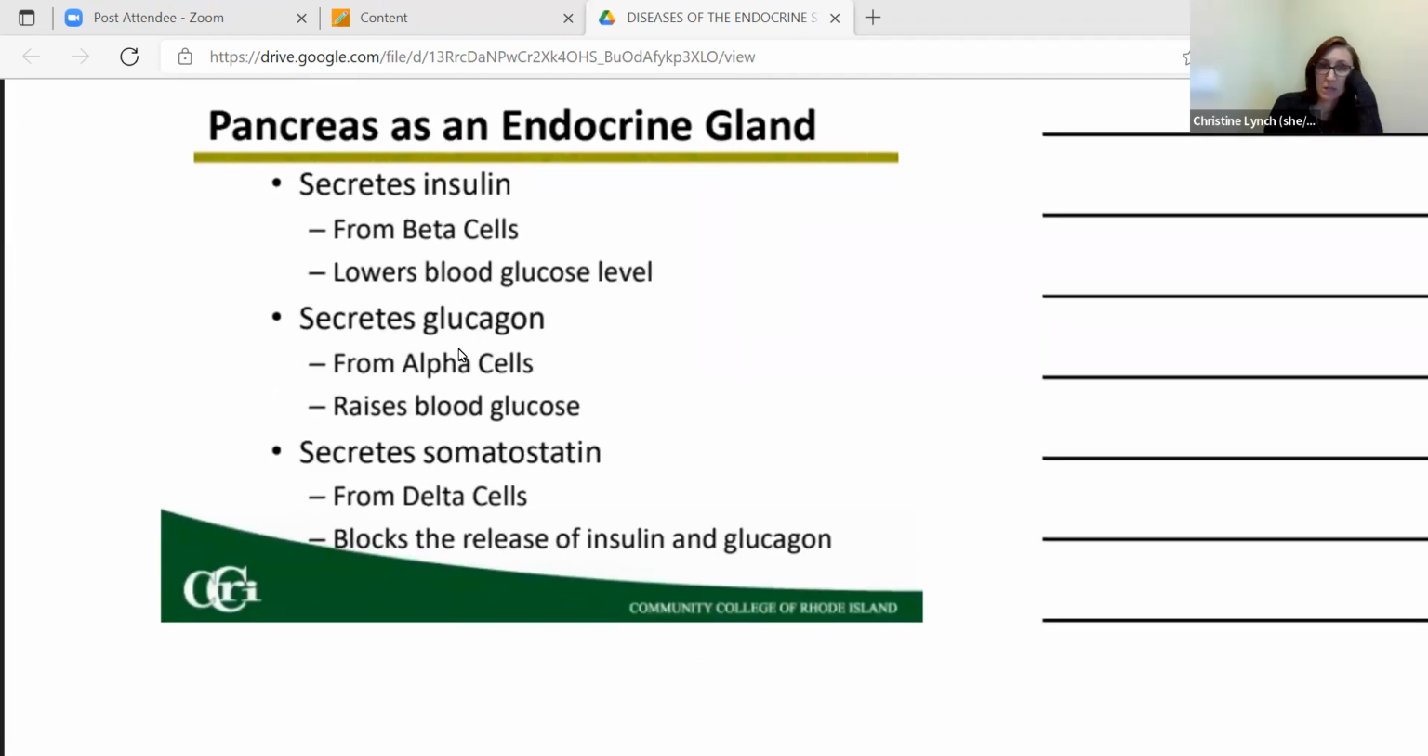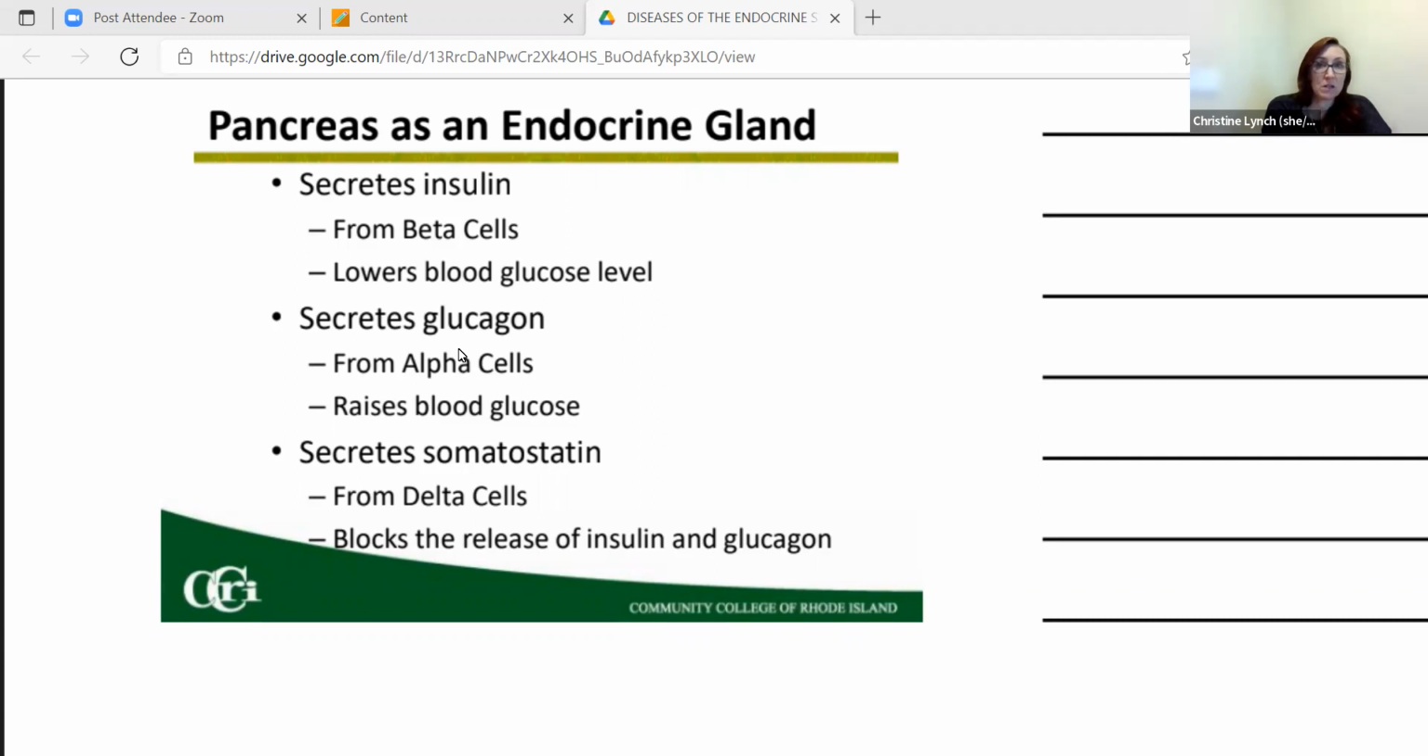So then we have the pancreas, and that sits below the stomach. On one end, it secretes digestive enzymes through the pancreatic duct into the small intestine. And on the other end, from an area called the islets of Langerhans, it secretes insulin from beta cells, glucagon from alpha cells, and somatostatin from delta cells. And insulin and glucagon work together to maintain a normal blood sugar level. Glucagon increases blood sugar and insulin decreases the blood sugar. Somatostatin blocks the release of both the insulin and the glucagon.